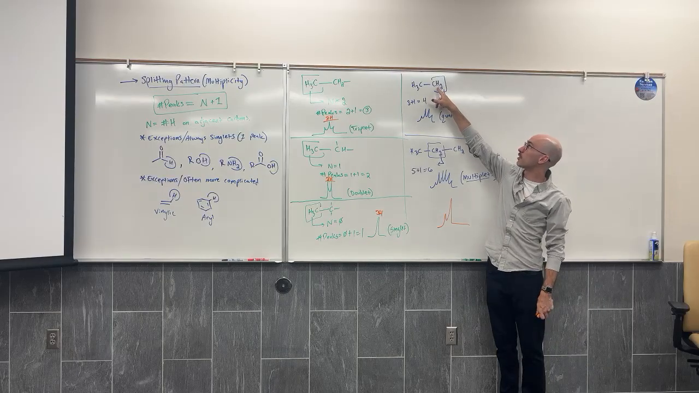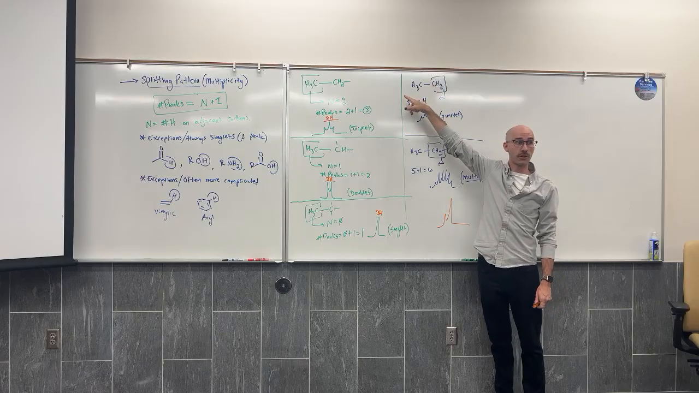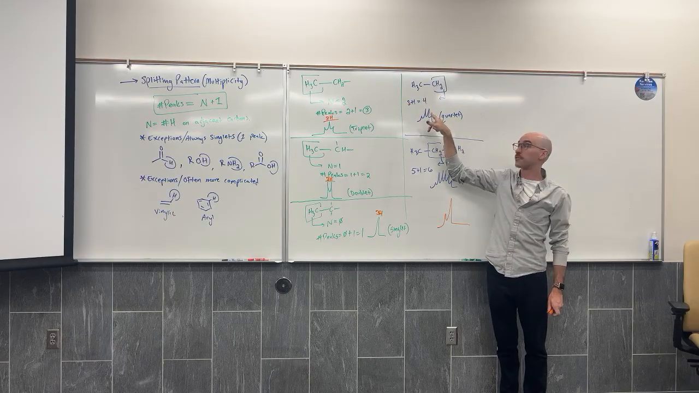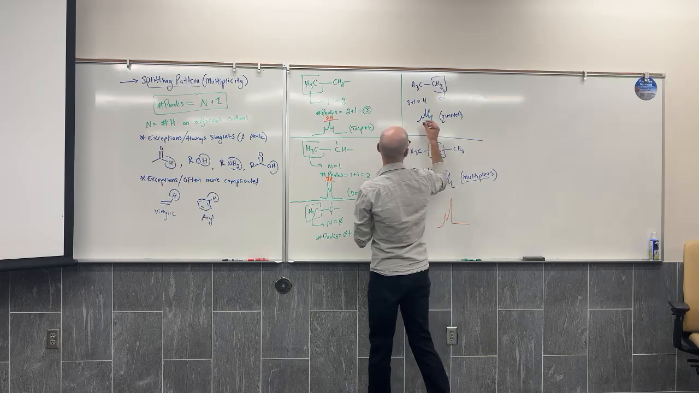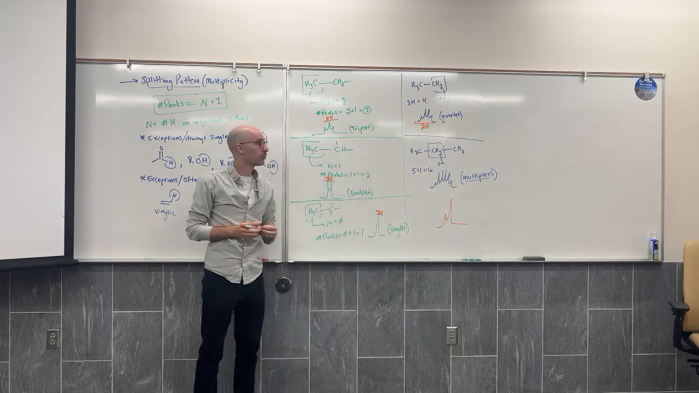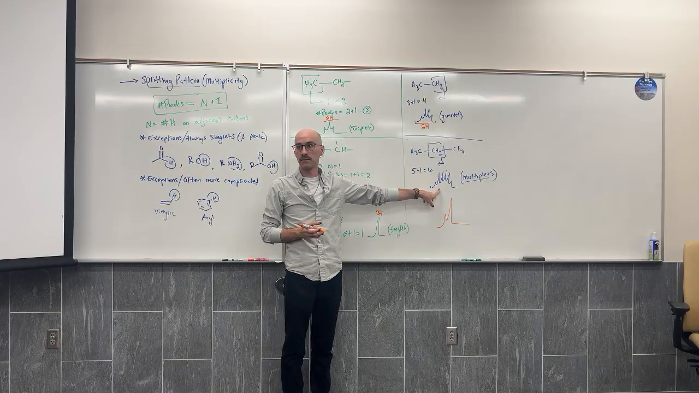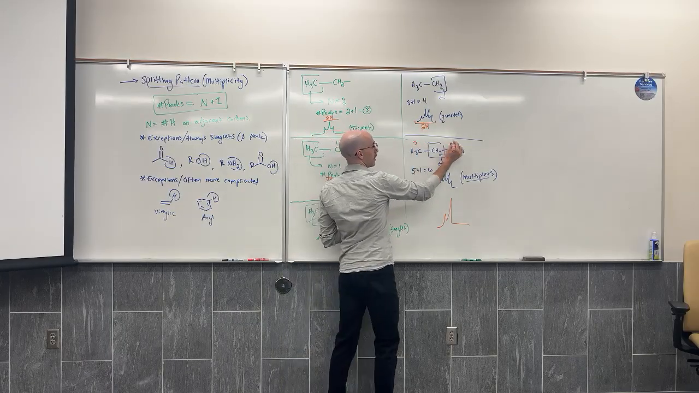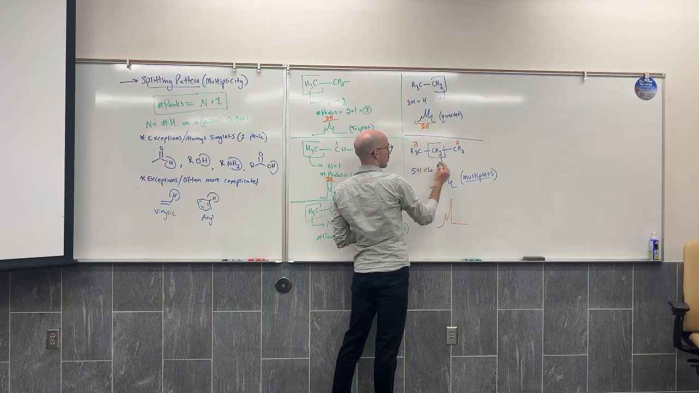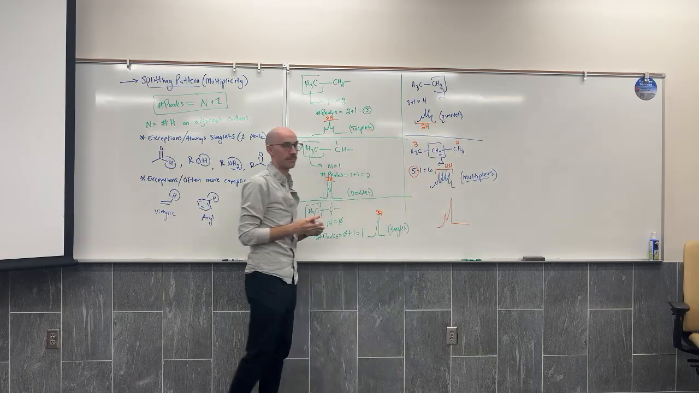Because I'm looking at the methylene group, the CH2, which has 3 neighbors. And it's because it has 3 neighbors that it's a quartet. 2H. What's the integration of this sextet? 2H. And why is it a sextet? That's 5 neighbors. It's got 3 neighbors on one side and 2 neighbors on the other. So it's got 5 neighbors, but it integrates to 2H.